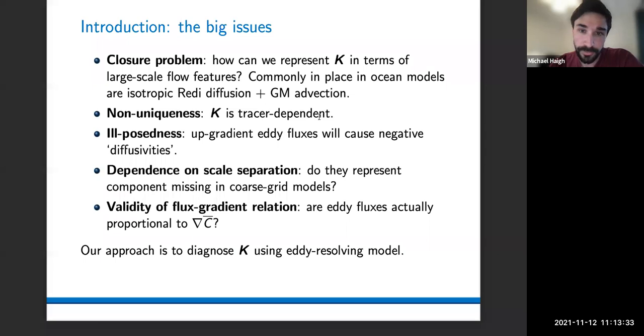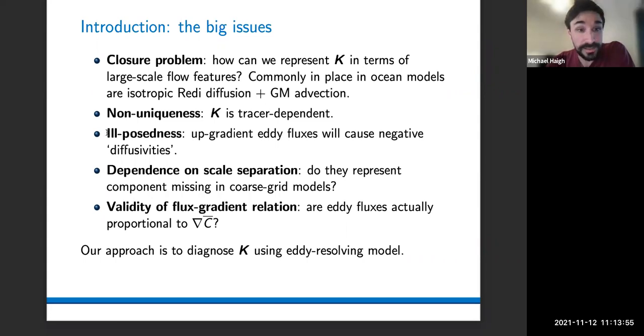Another major problem that we have is that this transport tensor is in fact tracer dependent. So if you were to calculate it for one tracer and calculate it for a second tracer, you would find that the transport tensor is different. This obviously increases the dimensionality of the problem, if that means that we would have to use a different transport tensor for different tracers.